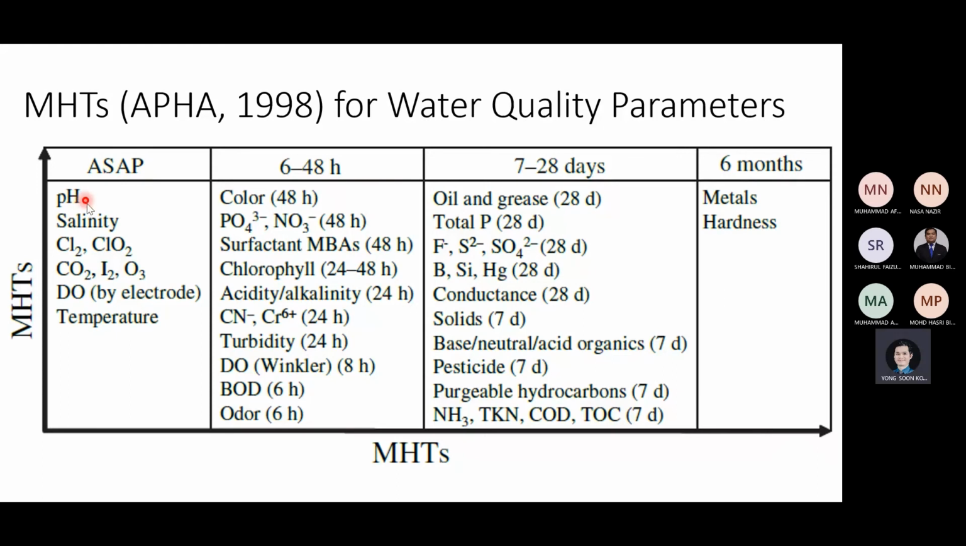These are the pH, salinity, the chlorine, or perchlorine. I would say maybe chlorine dioxide, let's call it. Carbon dioxide, iodine, ozone, dissolved oxygen, and temperature. All these things are gases or parameters that change very quickly, like temperature and pH. And we already have a solution. There is a device we call a multi-probe array.